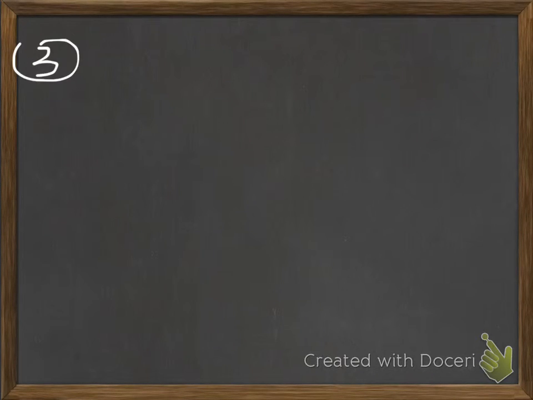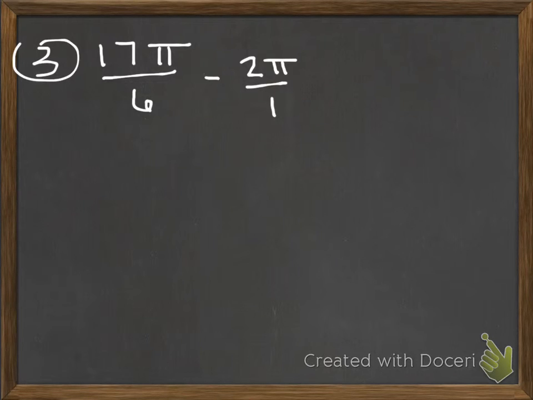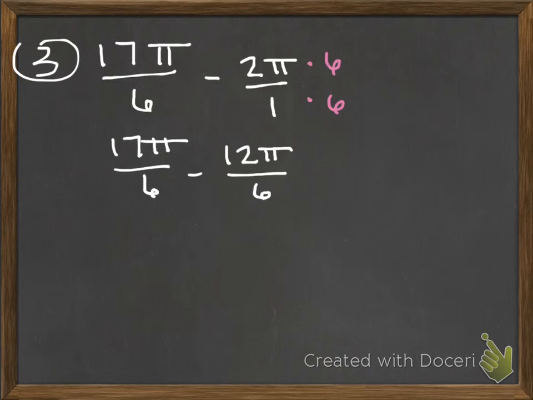Number 3 is 17 pi over 6. Notice now we're in radians. So I'm not dealing with 360, I'm dealing with 2 pi. So I need to subtract 2 pi. However, in order to subtract these, I need to have common denominators. So I need to multiply this by the denominator of the other fraction. I have a 6, so I need to multiply this by 6 top and bottom. So I'm dealing with 17 pi over 6 minus 12 pi over 6. Now 12 pi over 6 is equal to 2 pi over 1.